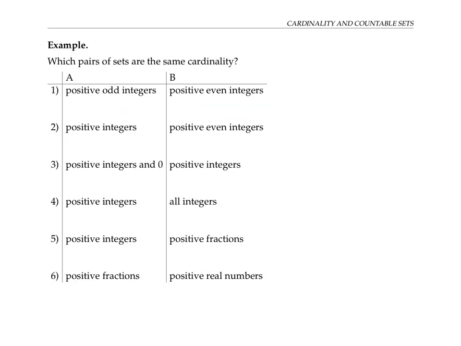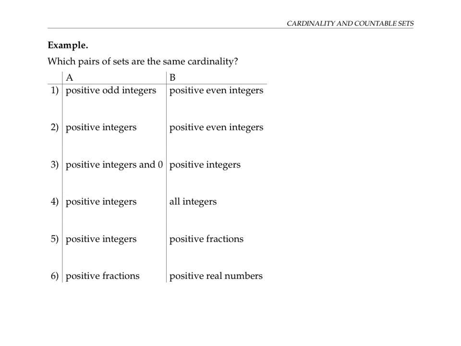So I have 6 pairs of sets here. And for each pair of sets, see if the set in the A column and the set in the B column have the same cardinality or a different cardinality. That is, can you find a bijection between the two sets, or is no bijection possible? You may not be able to answer all of these questions right away, but think about it for a minute and then come back to the video.